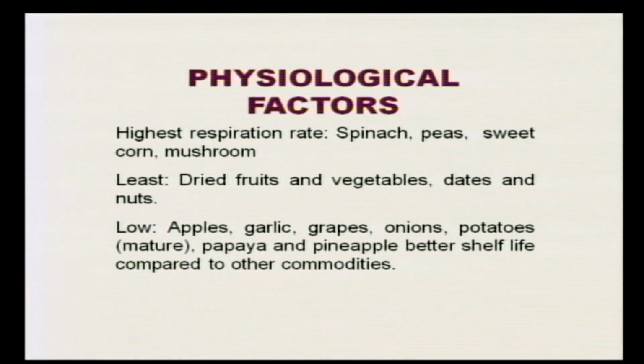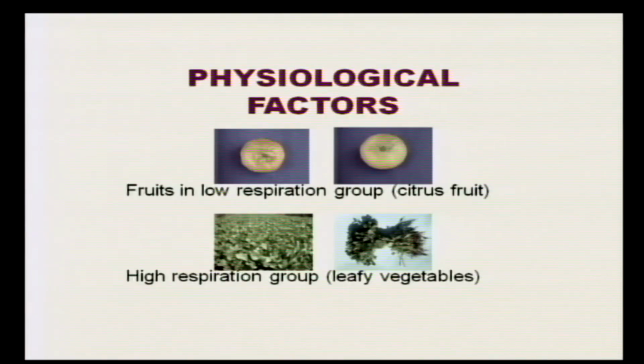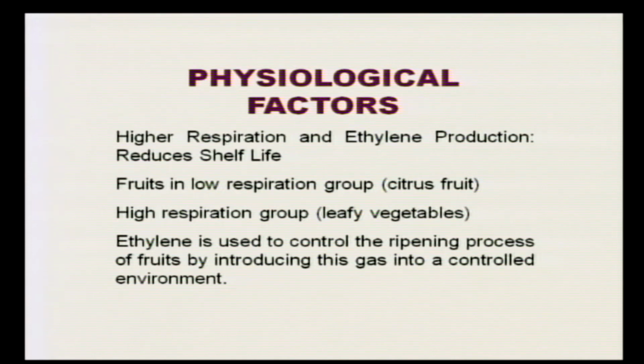The low and intermediate ones, like apple, garlic, grapes and onions, have a better shelf life compared to the other commodities. The least respiring ones, dates and nuts, have the highest shelf life. The highest respiration rate is with spinach and peas, so their shelf life is shorter. We can classify fruits and vegetables depending upon the respiration rate. Fruits like citrus have low respiration, and the high respiration group is the leafy vegetables. Now when they respire, there are two factors which control the shelf life of the product.